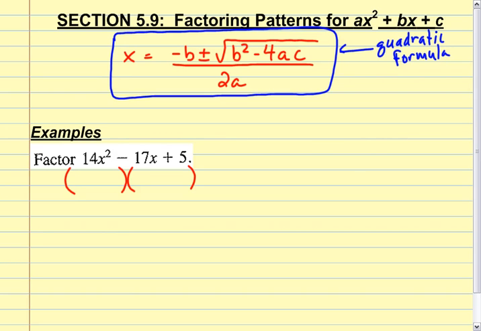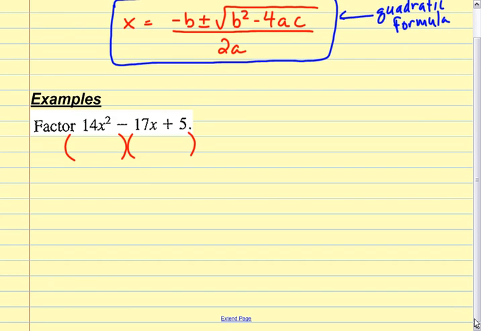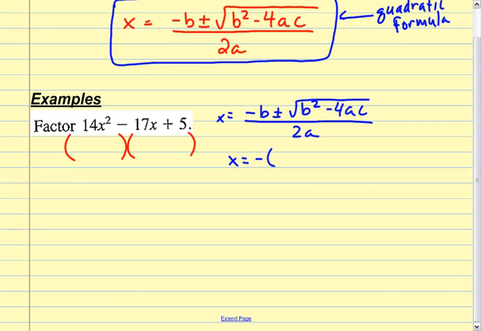Now, what we're going to do is write the quadratic formula: x equals negative b plus or minus the square root of b squared minus 4ac, all over 2a. All right, and this is what x equals. Then we're going to rewrite it with parentheses so that we make sure we plug in the right numbers.